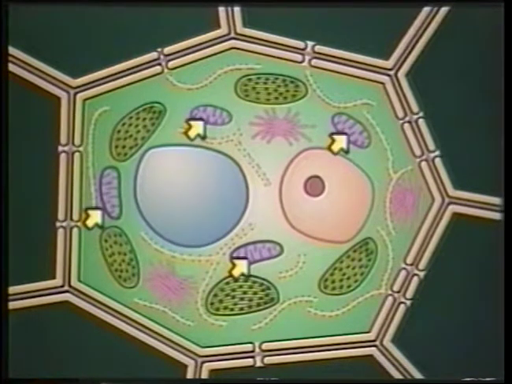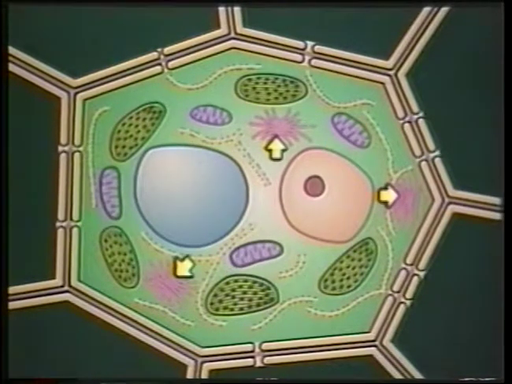A mitochondrion is a site of aerobic respiration, which is the main source of energy for cellular metabolism and growth. Dictyosomes appear as curved strands and are associated with cell wall formation.